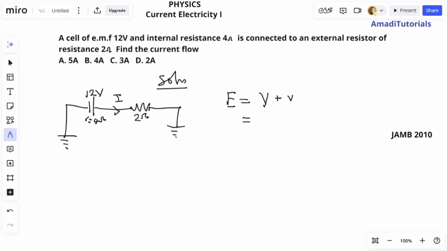the voltage across the external resistor, given as the current flow I times the resistance of that external resistor, plus, since it's the same current because it's a series connection, I times the internal resistance. So you now have I outside, big R plus small r, which will give you the EMF, E.